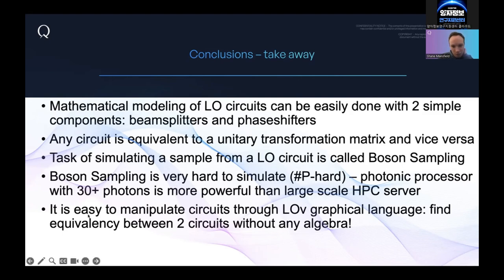And then very briefly at the end, I've mentioned the graphical language, the LO calculus. For this one, you should dive into the paper if you want to learn more. There's some really beautiful mathematics behind that one.